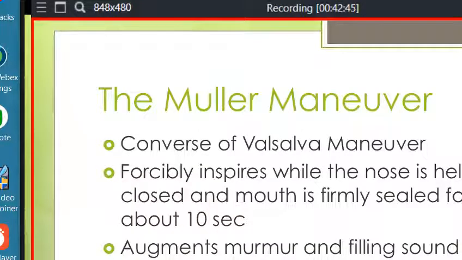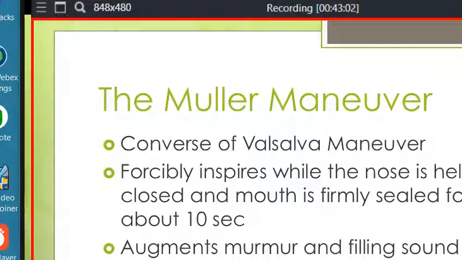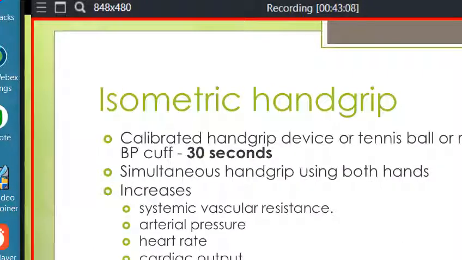The converse of the Valsalva maneuver is the Müller's maneuver. We don't use it very often. This is a forcible inspiration while the nose is held closed and the mouth is held firmly sealed for about 10 seconds. This augments murmurs on the right side, and there will be an increase in the right-sided murmurs during the Müller's maneuver.